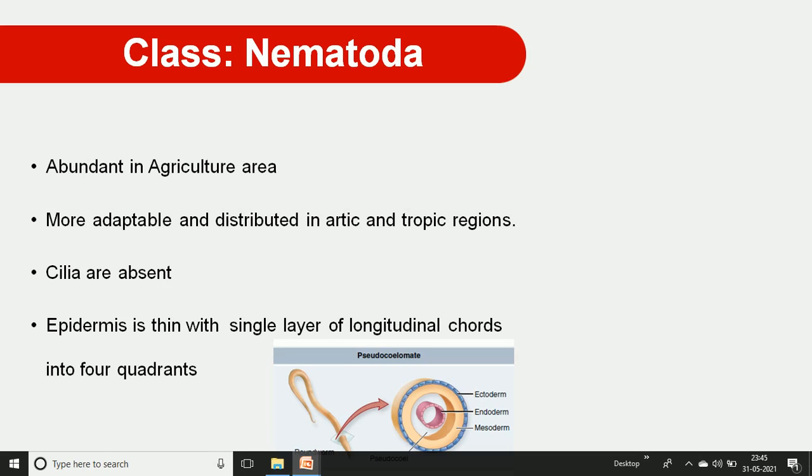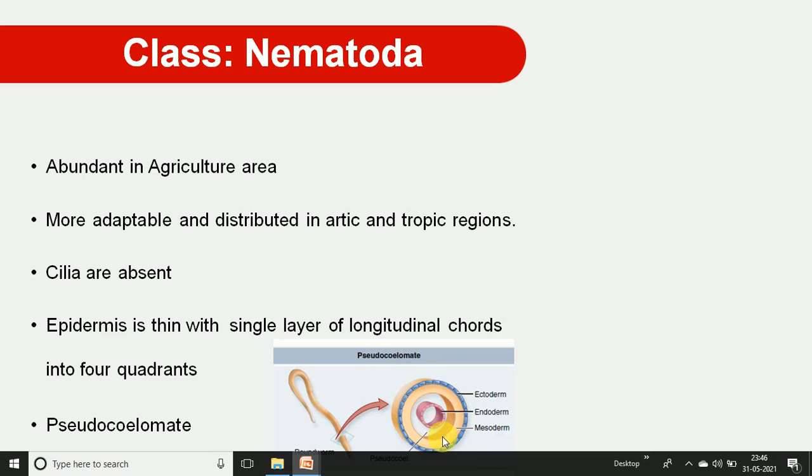Next, the epidermis of these nematode worms. We discussed that the body is covered with the cuticle. Below the cuticle there is a single layer of epidermis. This is thin, and it also expands as a longitudinal cord in the four quadrants. We can look at them: 1, 2, 3 and 4. The four quadrants divide the whole body, and this animal shows a pseudocoelom.